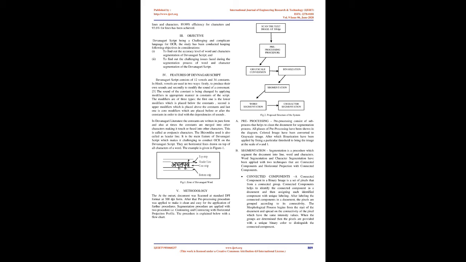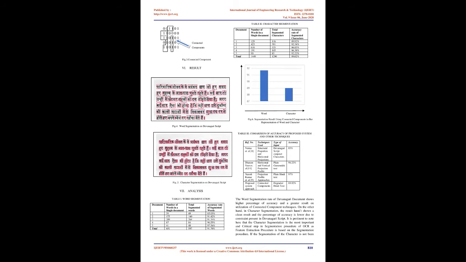89.90% efficiency for characters and 93.6% for lines has been achieved. 3. Objective. Devanagari script being a challenging and complicated language for OCR, the study has been conducted keeping the following objectives in consideration. 1. To find out the accuracy level of word and character segmentation of Devanagari script, and 2. To find out the challenging issues faced during the segmentation process of word and character segmentation of the Devanagari script.